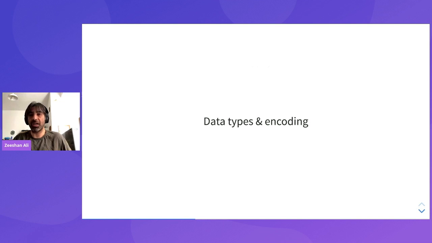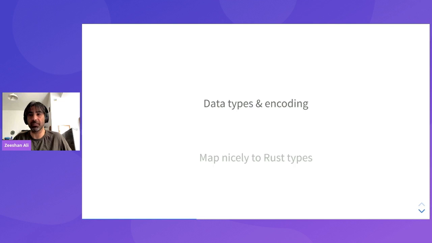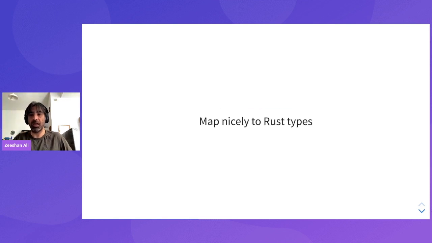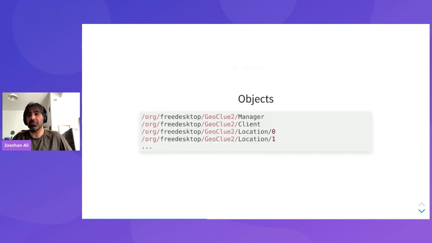What the spec describes is the different data types and their encodings and their padding and stuff, and they map very nicely to Rust types, right? So that was really encouraging. And on a high level, it's just a bit of object-oriented programming without any inheritance or any of the other controversial parts of object-oriented programming.